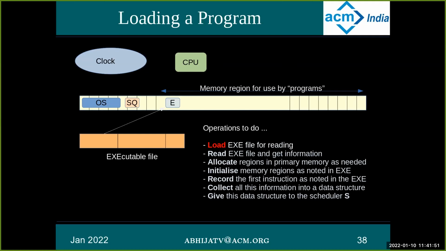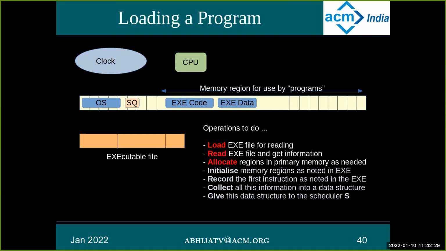Okay, once you load that, you read that. The OS will read the executable file and get the information. The information that the operating system gets is the size of the code segment, size of the data segment, and so on and so forth. Using this information, the operating system is going to allocate primary memory as needed. Over here, I have shown that the executable file that was loaded in some sense disappeared, but please do not worry about that. Note that using that information, the operating system has allocated memory for loading the code and data.